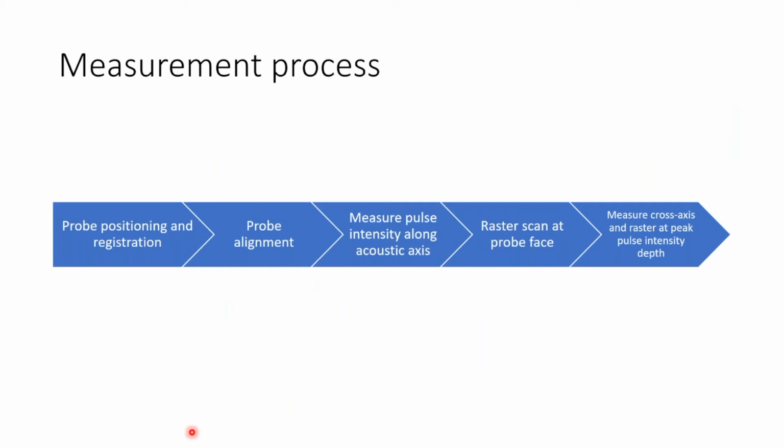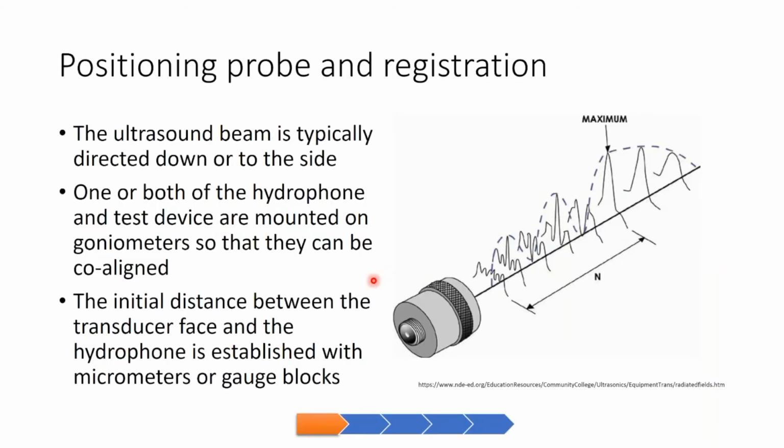So the measurement process looks something like this. We first are going to walk you through probe positioning and registration. Second will be the probe alignment, which I'll emphasize the importance thereof. Then we'll measure with a hydrophone, moving it along the acoustic axis out from the probe face to characterize the field in that direction. And then we'll perform a raster scan near the face of the probe. And then we'll perform cross-axis and raster scans at the peak pulse intensity depth, which was established with our acoustic axis scan. So I'll walk you through that step by step.